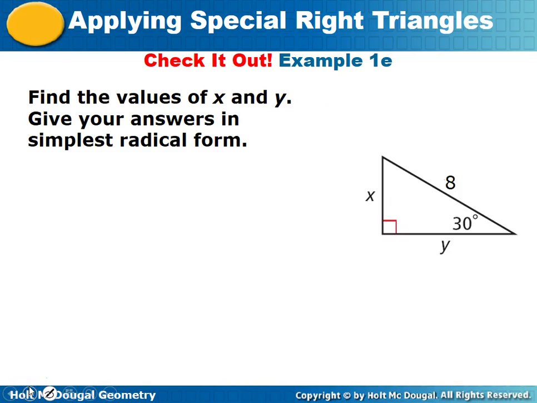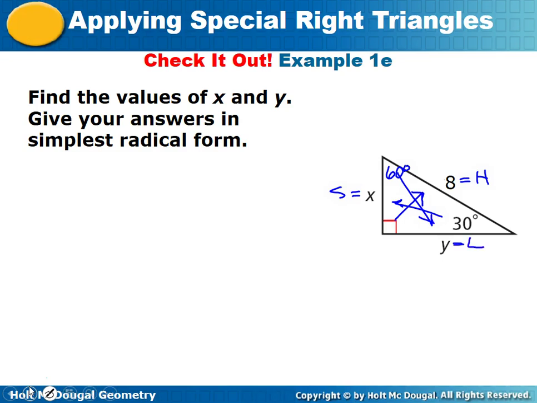Going to continue our process with labeling. So again, this would be our 60-degree angle. Here again, this one is opposite the 30, so it's our short leg. This is opposite the right angle, so it's going to be h, the hypotenuse. This is opposite the 60, so it's going to be our long leg.